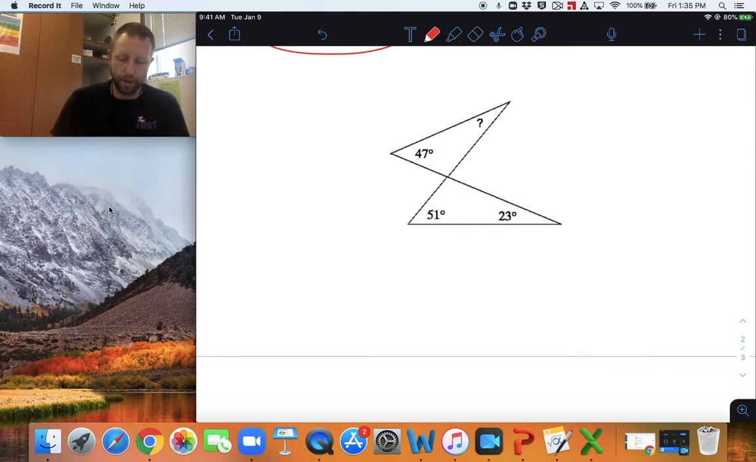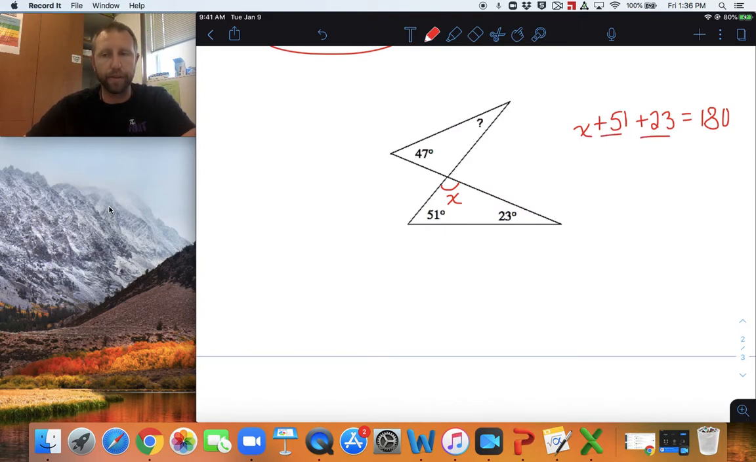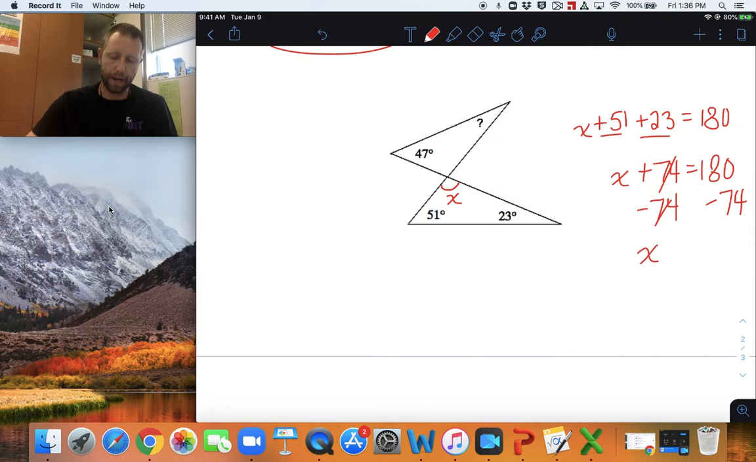For this example, again, I want to start with a triangle that's only missing one thing, and that would be this angle right here on the bottom triangle. So I'll label that one X. I'll set up my equation. X plus 51 plus 23 equals 180. Combine like terms. In this case, that's the plus 51 and the plus 23. So I've got X plus 74 equals 180. Subtract 74 from both sides, and we get X equals 106.